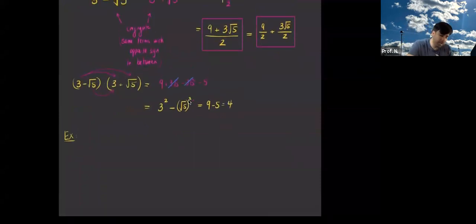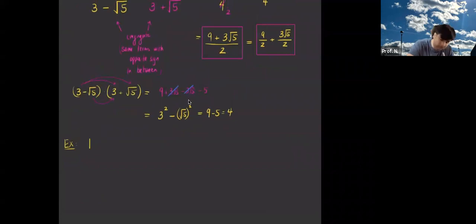Let's do one more of these. So what if I get 1 minus rad 5 divided by 2 plus 3 rad 5? Now look at this. I have 1 minus rad 5, and I'm dividing that by 2 plus 3 rad 5.